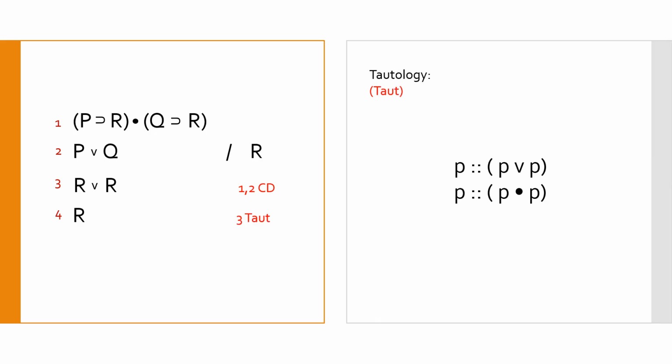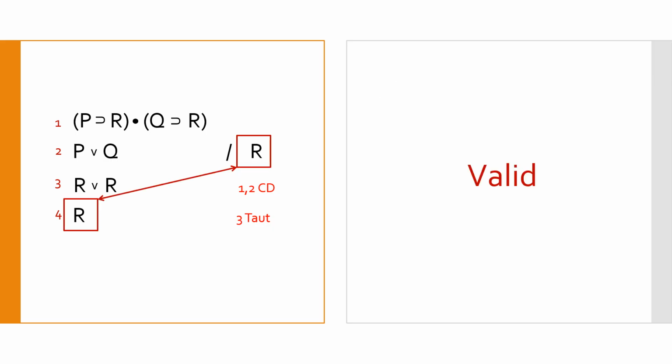But of course, the conclusion we're after, and the one we should want to be after, is just that R is true. And so we can take line 3, it's either R or it's R, and using the rules of tautology, just reduce it to a single claim R. And once again, we get a nice valid argument.